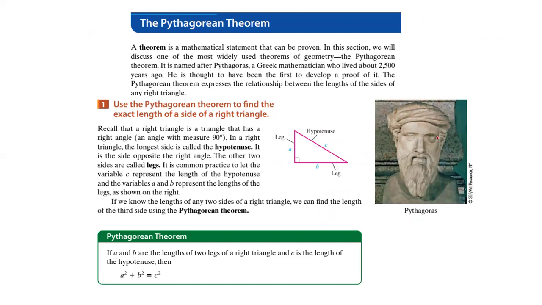Pythagoras theorem: you know that if there is a right angle triangle, let the base be B, the other side is A, and this is C. This C is the hypotenuse. So C square will be equal to A square plus B square. The square of the hypotenuse is equal to the sum of the squares of the other two sides. This is the Pythagoras theorem.